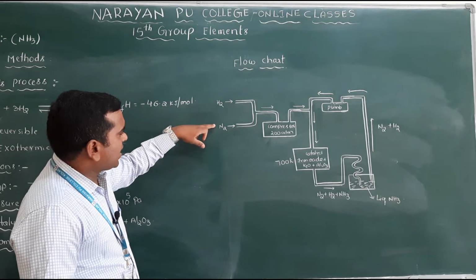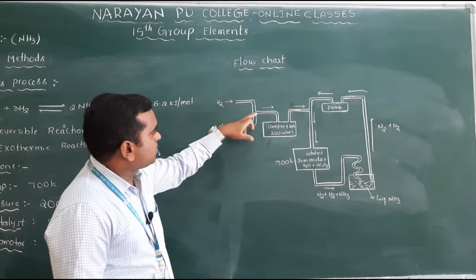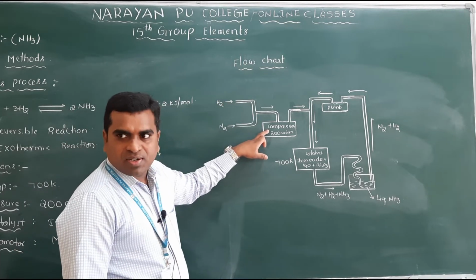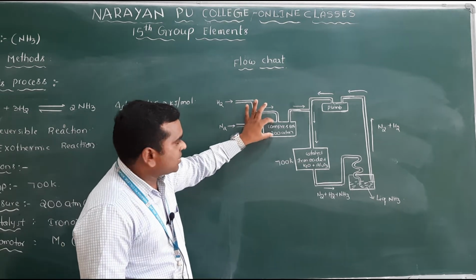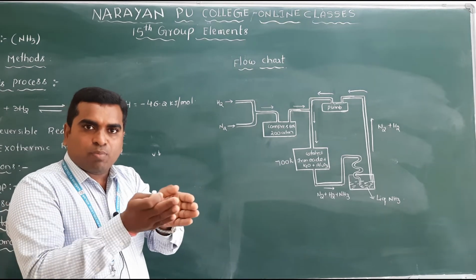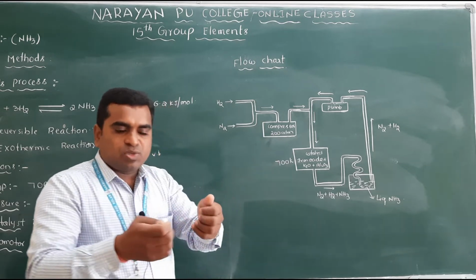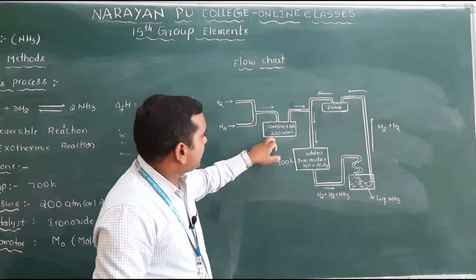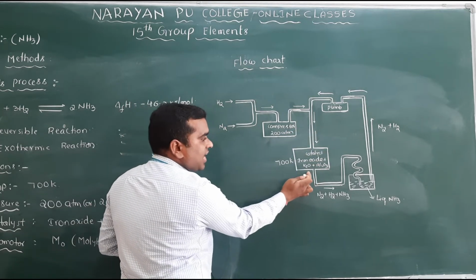We pass the hydrogen and nitrogen gas into the compressor, because these are gases. Compressor means we apply pressure, then the gas molecules come close to each other. When they come close to each other, they try to react, and then we send these gases to another chamber.